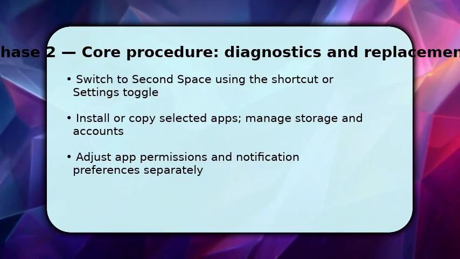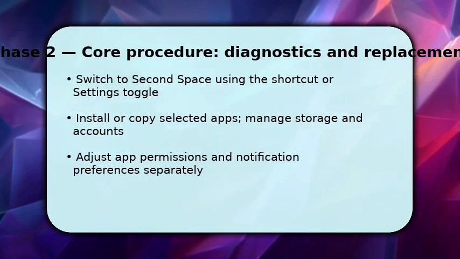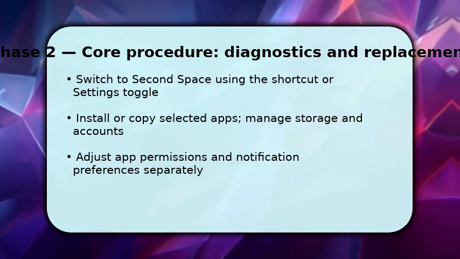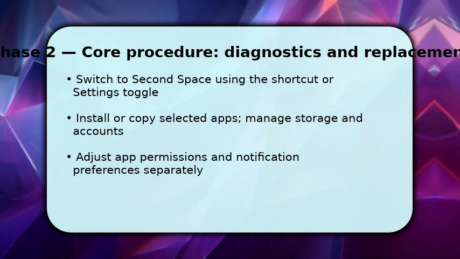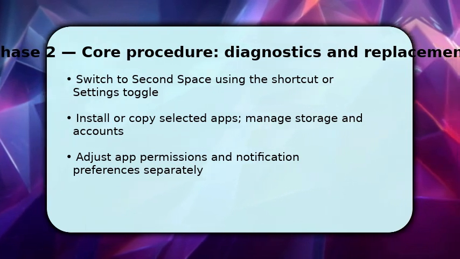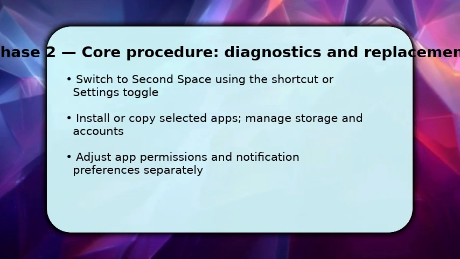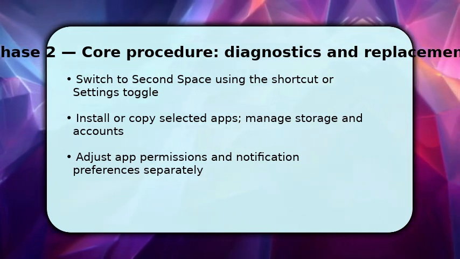Once in Second Space, you control what exists there. This is the complex middle step. You must switch in Settings or with the Second Space shortcut, then install apps from Play Store or copy specific apps from Main Space. Make deliberate choices. Copy only what you need to limit storage and exposure.